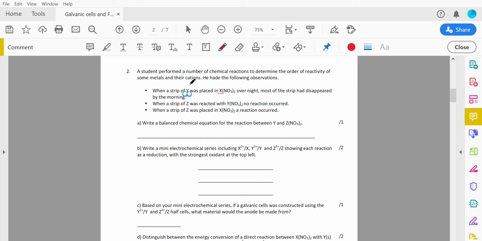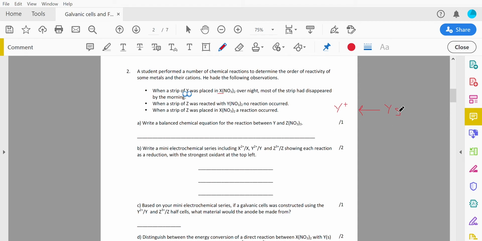So obviously, Y solid, and I'm really going to just write these out, not as proper half equations, but just to illustrate my point, Y solid has gone to Y plus. And again, this is not the actual charge. The charge on Y is 2 plus, but I'm just going to write them all out like this. Nice and simple so you can get my gist and I can move on quickly. So, Y is placed in X. We see a reaction, most of the strip has disappeared. We've got solid going into aqueous.